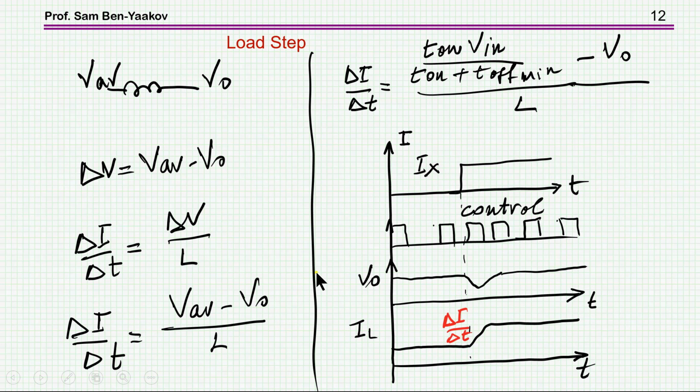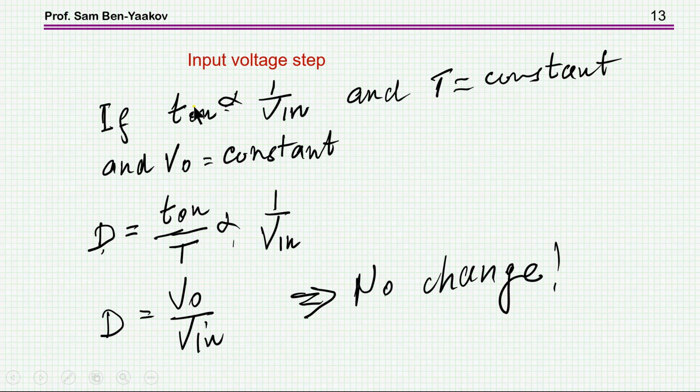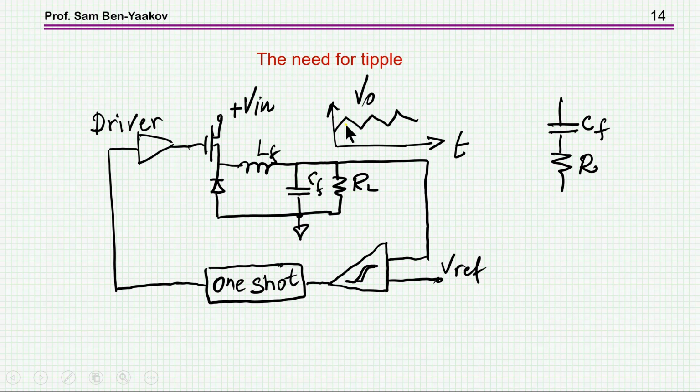will the converter react. As I've already said, T on is 1 over V in, so for an input voltage change there's going to be no change, the duty cycle remains the same, and you don't see any change. So how do we get the ripple? We need a ripple here, and one way is, of course, relying on the ESR of the capacitor, then you'll get the ripple. Another way is perhaps to make the capacitor small, so you get high ripple on the capacitor.